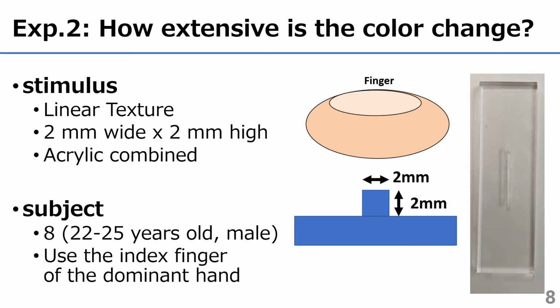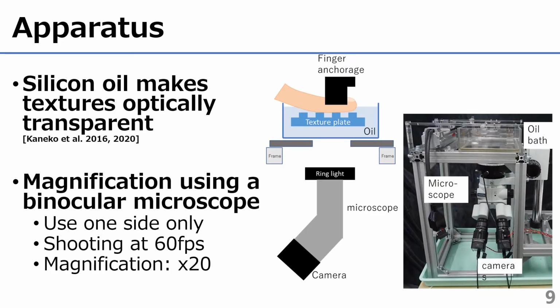In Experiment 2, we investigated the spread of skin color changes using a 2 mm by 2 mm linear convexity sample. 8 subjects participated in an experiment using the index finger of the dominant hand. During the measurement, the sample is submerged in silicon oil so that the convex part becomes optically transparent. The fingertips were photographed with one side of a binocular microscope in a magnified fingertip position.